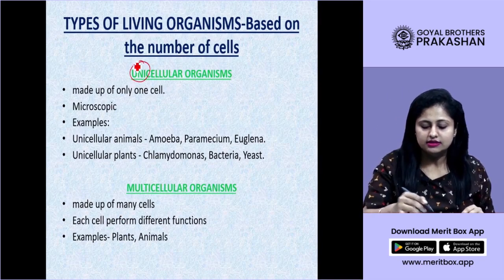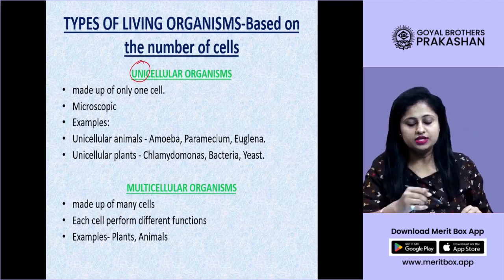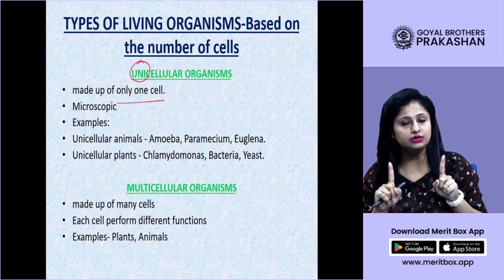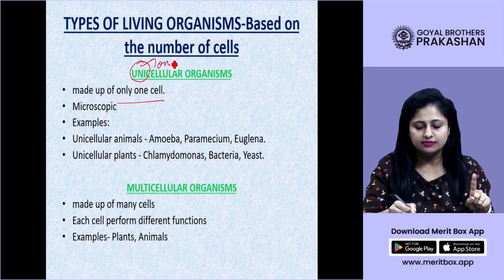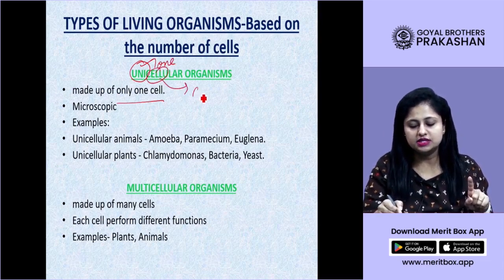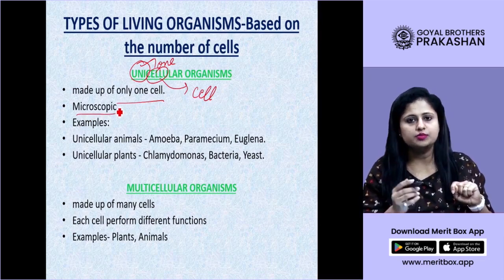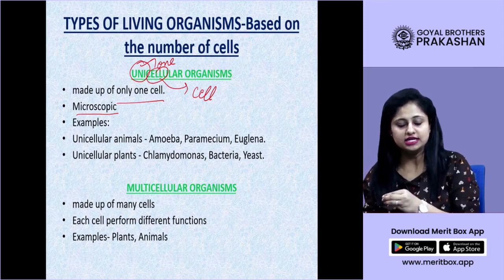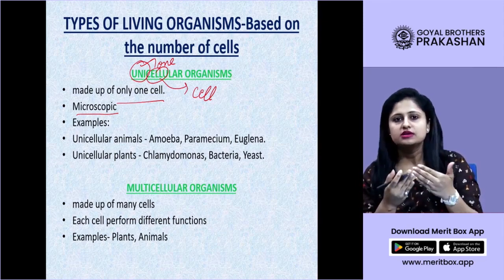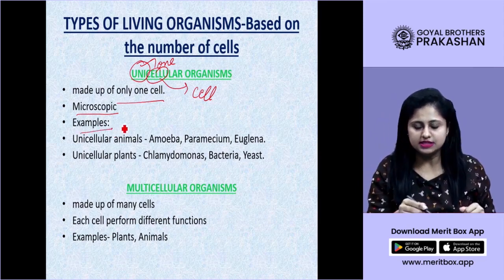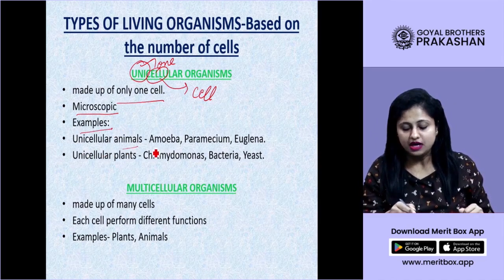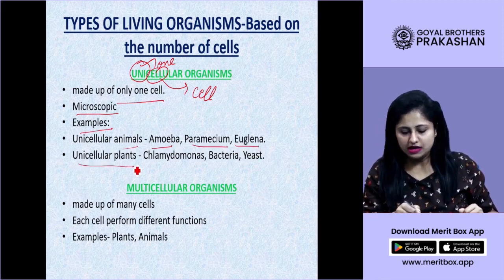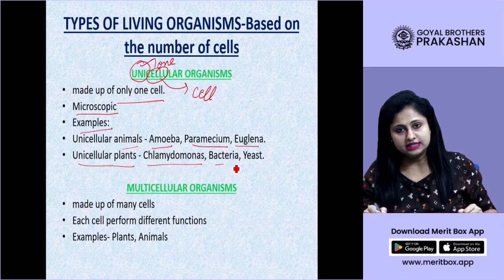Like, there are some unicellular organisms which are made up of only one cell. They are unicellular. Uni means one, and cellular means the presence of cell. So they are microscopic, they are very small, so we can't see them with our naked eyes. A special instrument, that is microscope, is needed to observe them. Some examples are unicellular animals: amoeba, paramecium and euglena. Unicellular plants are chlamydomonas, bacteria, yeast.